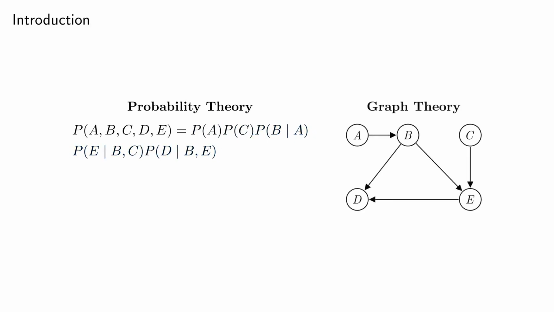The graph shows the same dependency structure. Each circle is a random variable, and each arrow shows a direct probabilistic dependency between random variables. For example, the arrow from A to B matches the term B given A. The arrows into E match E given B and C.